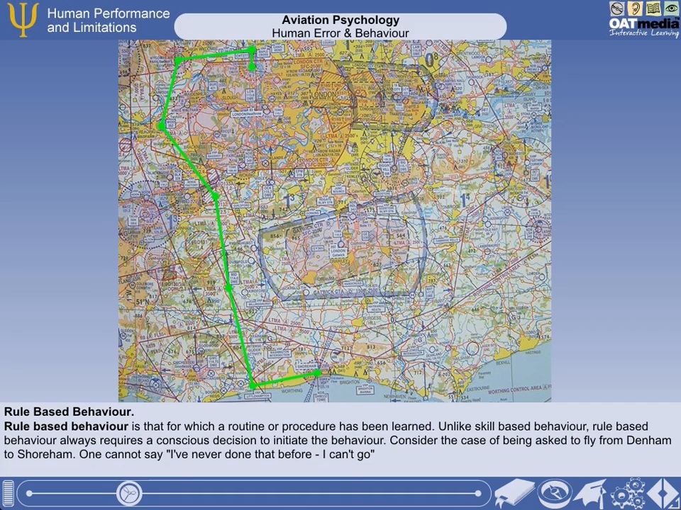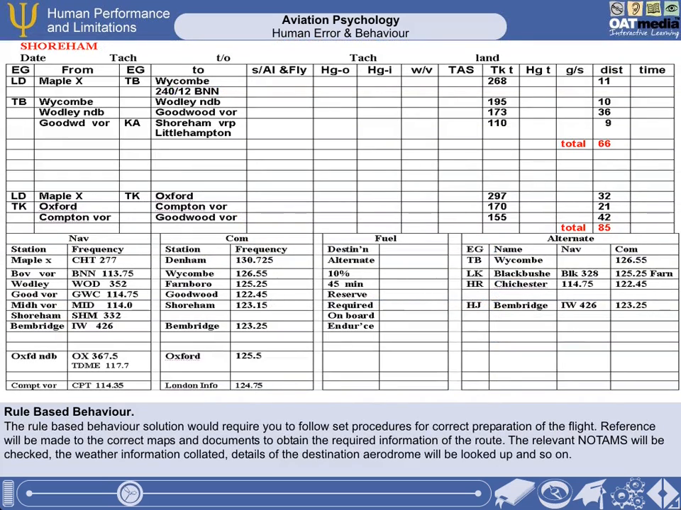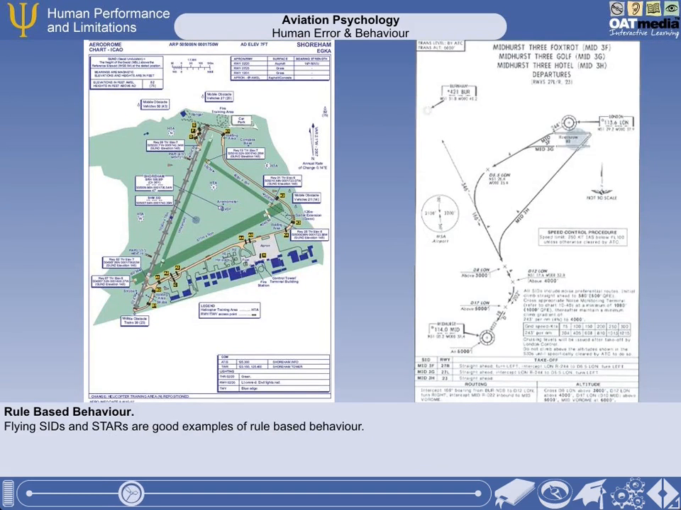Consider the case of being asked to fly from Denham to Shoreham. One cannot say, "I've never done that before. I can't go." The rule-based behaviour solution would require you to follow set procedures for correct preparation of the flight. Reference will be made to the correct maps and documents to obtain the required information of the route. The relevant NOTAMs will be checked, the weather information collated, details of the destination aerodrome will be looked up, and so on. Flying SIDs and STARs are good examples of rule-based behaviour.